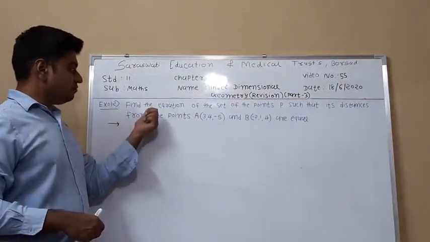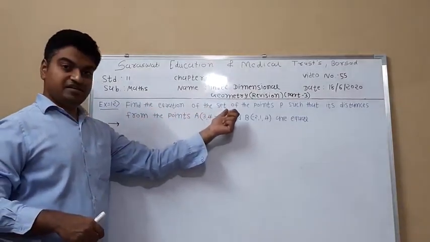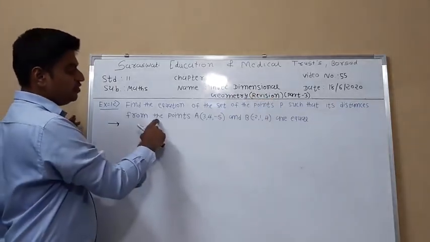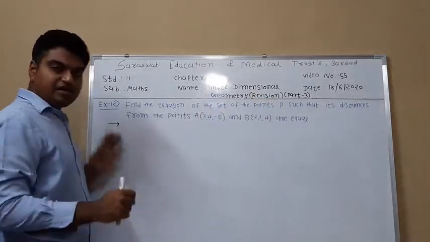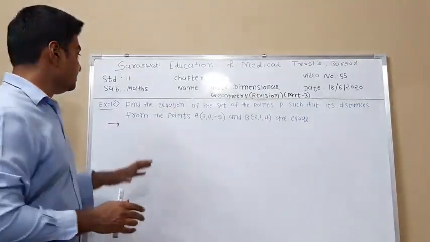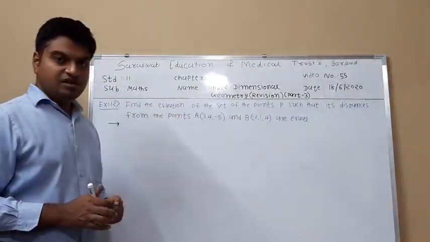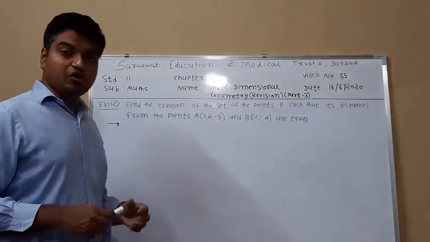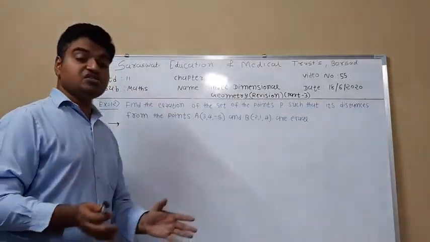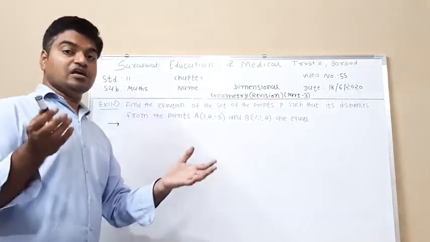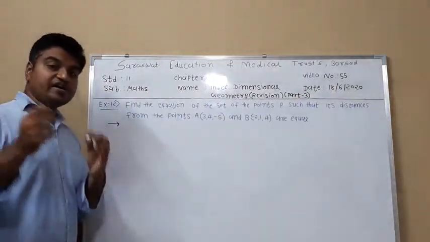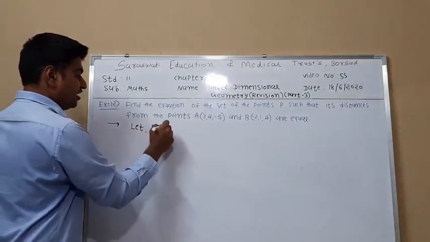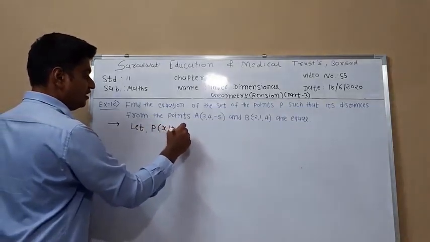Example number 12. Find the equation of the set of points P such that its distance from the points A and B are equal. That means our question is to find the equation of this set. But here point P is given, but the coordinate of point P is not given. So in this situation, we can consider the coordinate of P like x, y, z. So our first step: let P be (x, y, z).